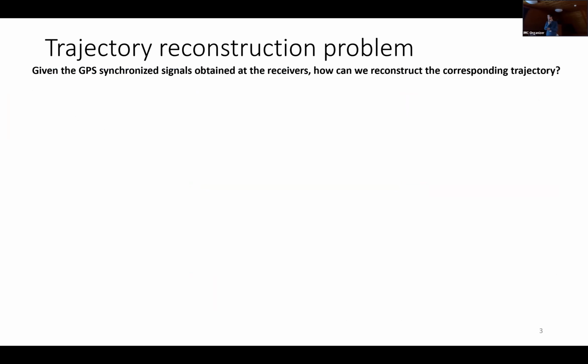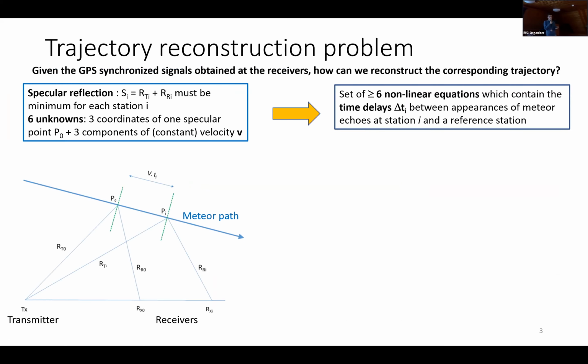So knowing that, how can we get the trajectory? Well, the idea is that here we are interested in a forward scatter reflection, which has the property of being specular. Specular meaning that for each receiver, the total distance traveled by the wave from the transmitter to the meteor trail and back to the receiver will be minimum. As a result, if you take two receivers, you will actually have a time delay between the two because the specular point will not be at the same position.